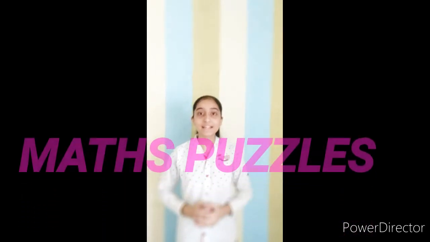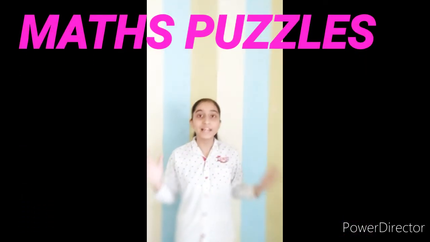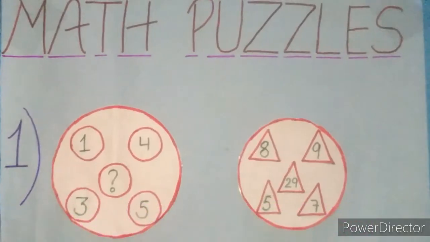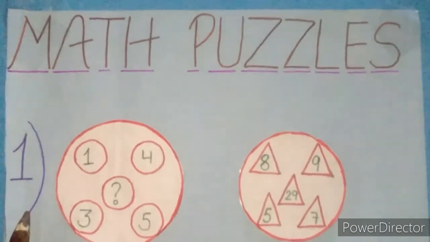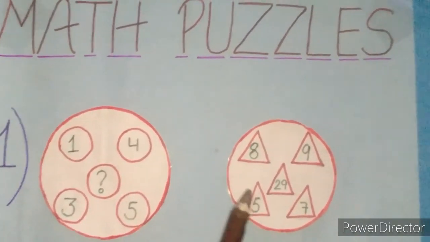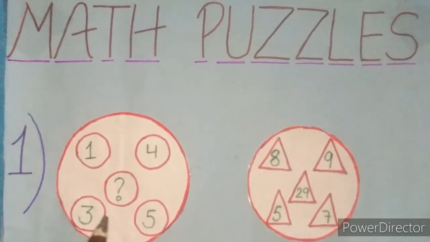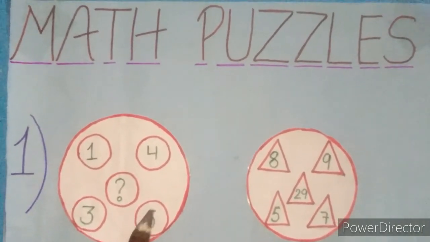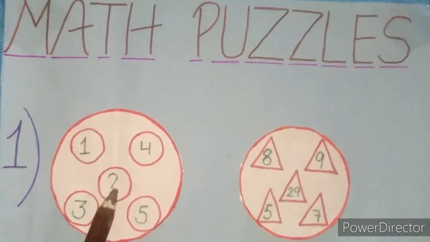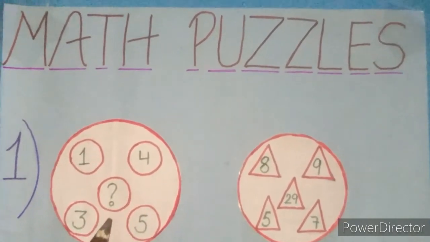Now it's time to boost your mind with some interesting maths puzzles. So let's get started. Here comes the first puzzle. It is a puzzle related to circles. Let's see the first circle. Inside all 4 circles, the digits are marked, but in the 5th circle, there is a question mark.